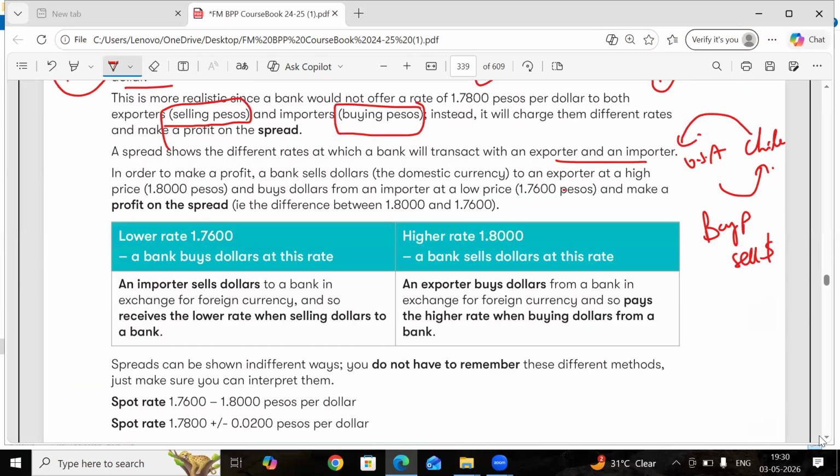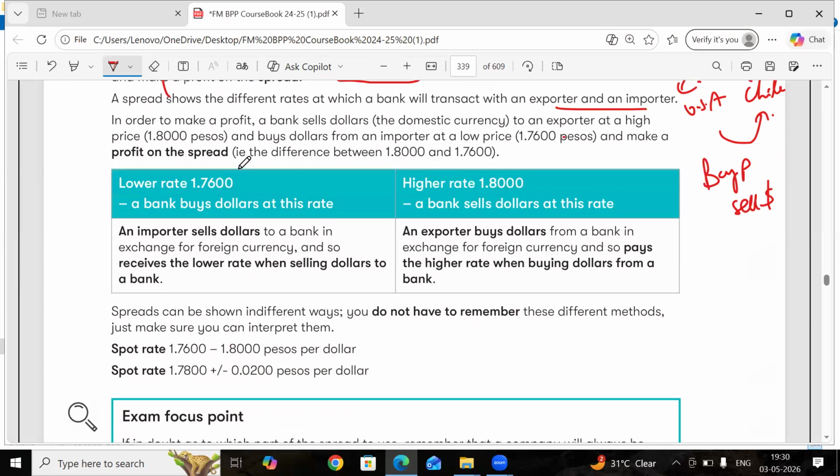Here you can see the bank will always buy at a lower rate. The bank will always sell at a higher rate. The bank will sell to exporters at a higher rate and will buy from importers at a lower rate. So when the bank buys from importers, the importer sells dollars. When the bank sells to exporters, what? Dollars. The exporter buys dollars.